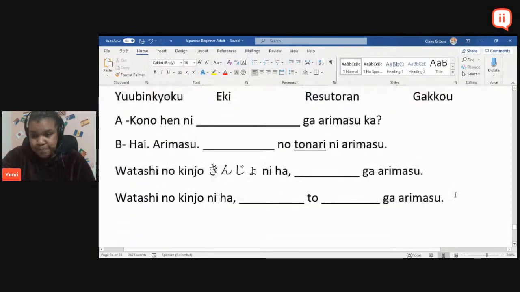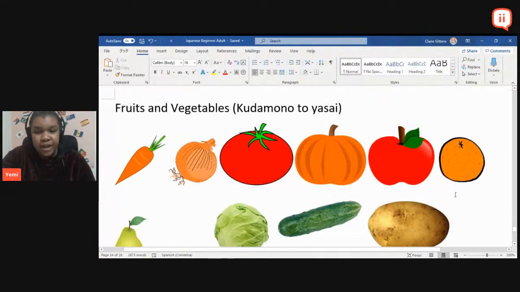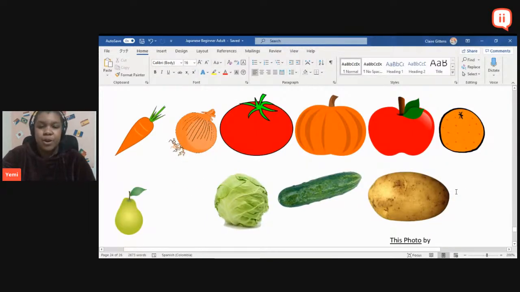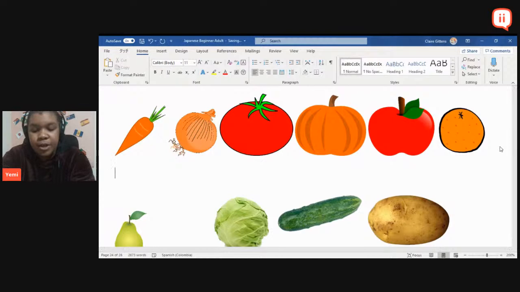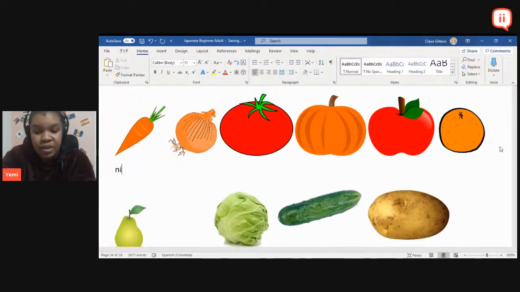Okay, let's move on. All right, so let's look at some fruits and vegetables. Completely different topic. And then we're going to try buying fruits and vegetables. Okay. So first, we have ninjin. Ninjin. Okay, let me try and put some words here for you. Ninjin. Okay. That is a carrot, obviously. Tamanegi. Tamanegi is an onion, obviously.